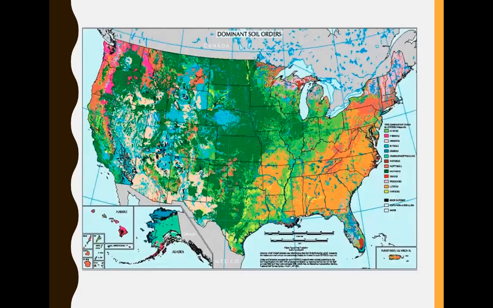So this just gives you an idea on the map. So east versus west of the Mississippi. So we're east over here, west over here.